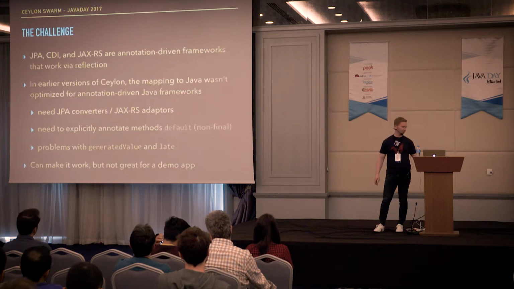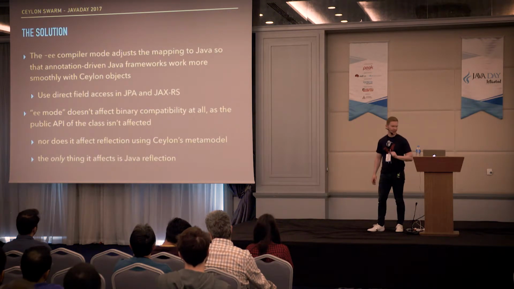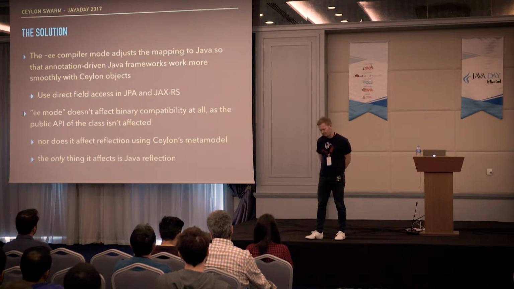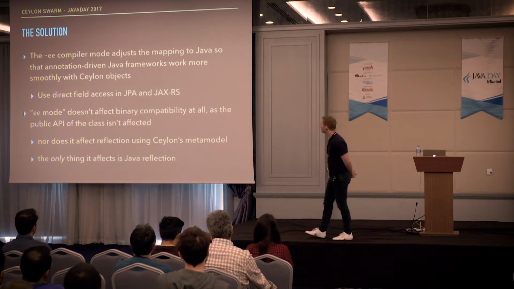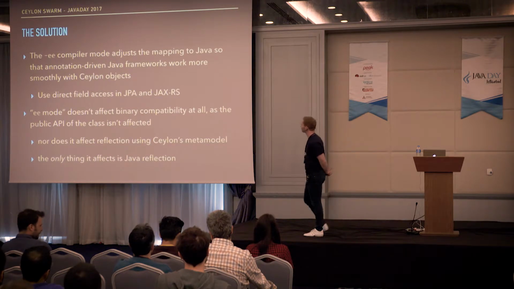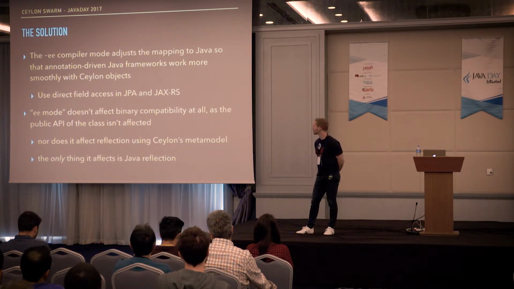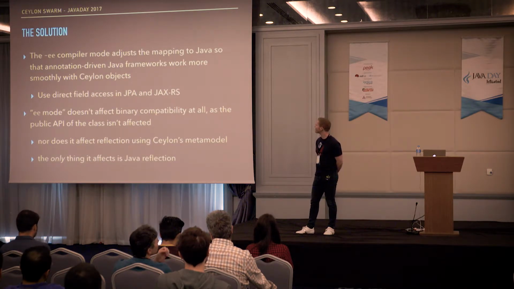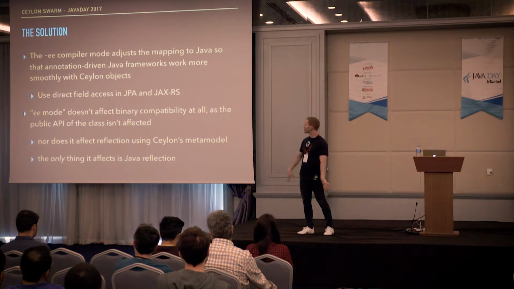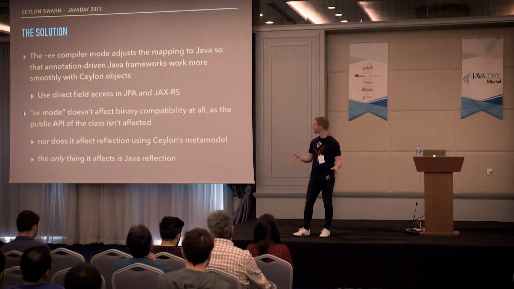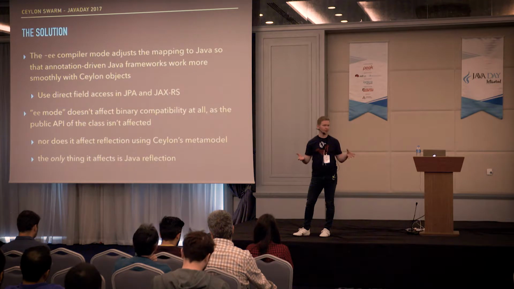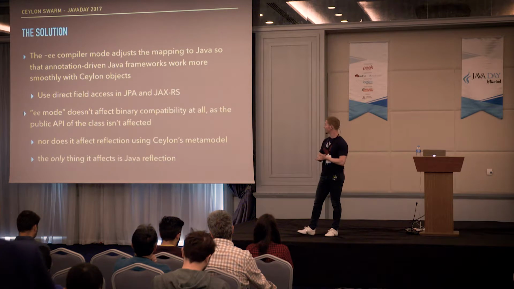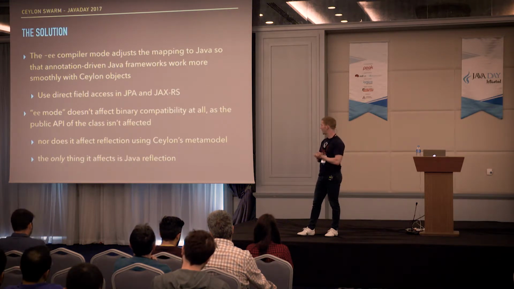So, the solution to the first challenge was to add, and this is something we added maybe almost a year ago, a special mode to the Ceylon compiler called minus EE, that adjusts the mapping to Java so that annotation-driven Java frameworks will work more smoothly with Ceylon objects. You need to use direct field access in JPA and JAX-RS to get the best of it.